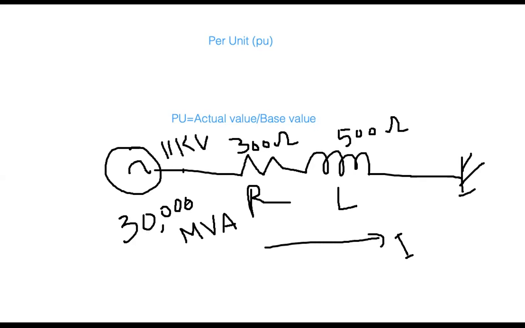This is 30,000 MVA. This means 30,000 multiplied by 10 to the power 6. This is 11,000 volt, and then these are the numbers. So therefore, you see the current value will also be big, and once you calculate the power here, that will also be a big value. And this is just a simple circuit. Think about the hugely interconnected system.